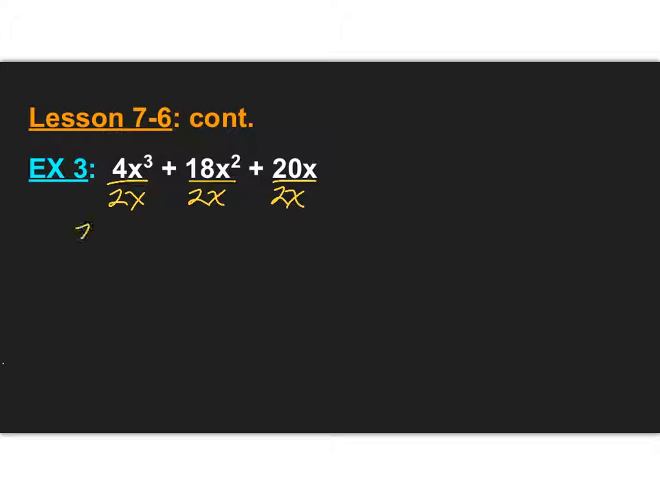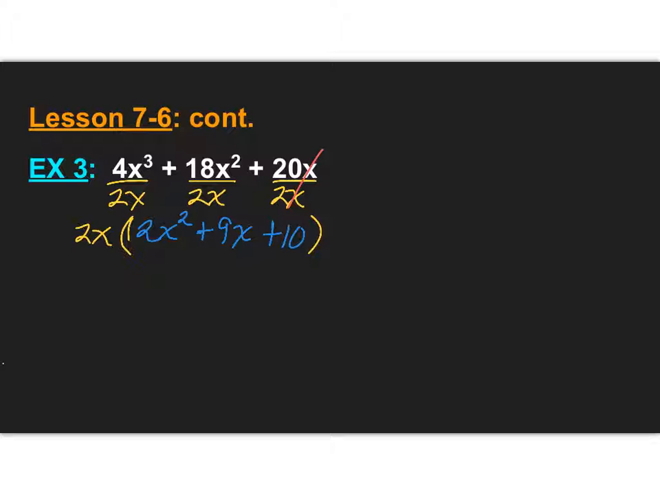and bring that 2x out in front of parentheses and perform the division. So 4 divided by 2 is 2. X cubed divided by x is x squared. We are subtracting exponents. 18 divided by 2 is 9. X squared divided by x is x. 20 divided by 2 is 10. And these x's cancel out.